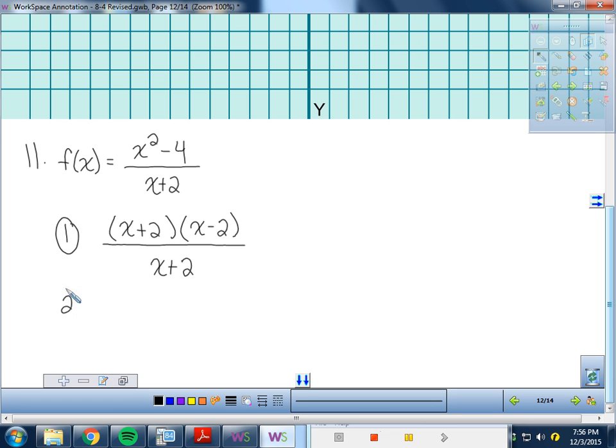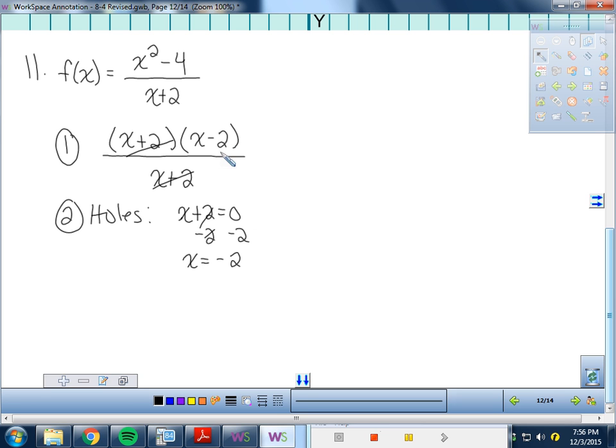Step 2, I want to check for holes. Well, the first thing I'm going to notice is that I have a common factor of x plus 2. So therefore, I am going to cross that out. That's where I have a hole. So set that equal to 0. Solve for x. So you have a hole when x equals negative 2. All right? Now, if you look at what you have left over, you have x minus 2 left over. Okay? So let's go ahead and kind of run through the rest of our motions.